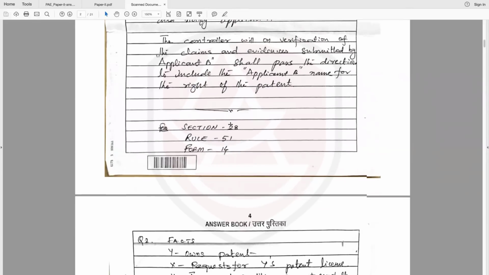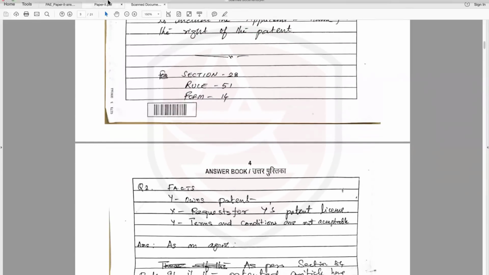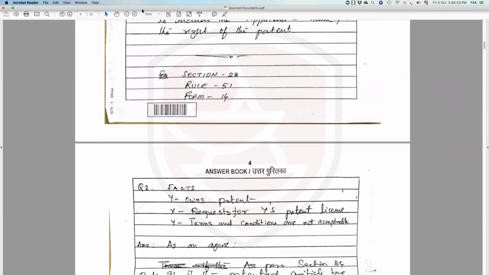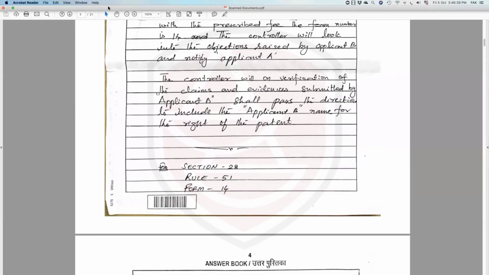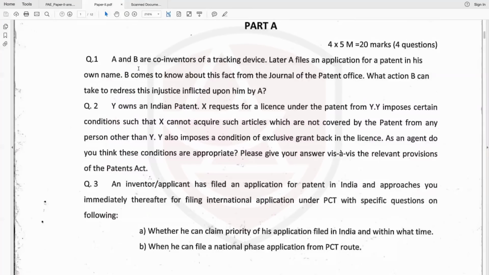Moving on to the next question. Question 2 of last year's paper. Question 2 is: Y owns an Indian patent. X requests a license under the patent from Y.